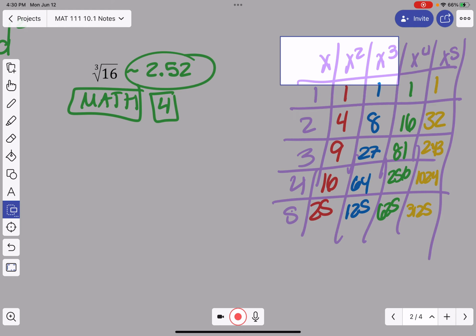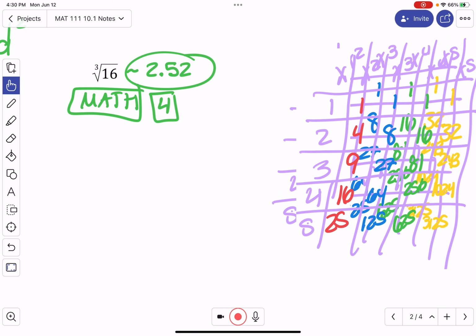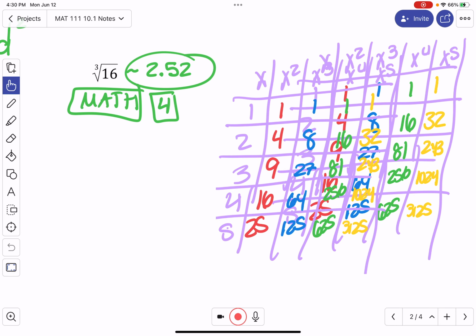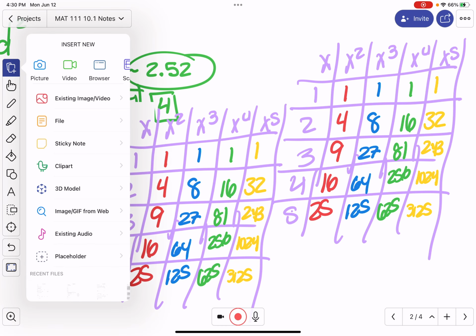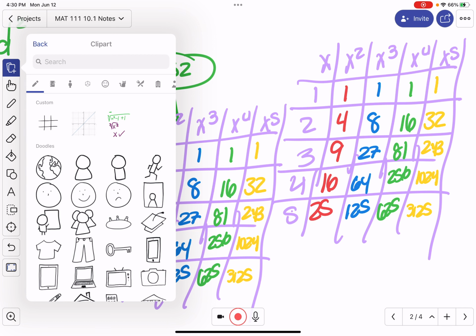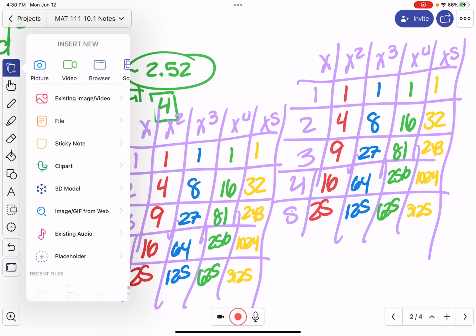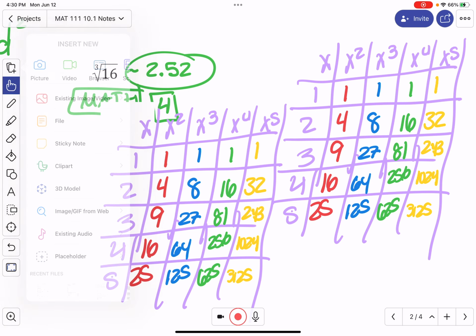All right, I think if I do this, I don't know what I just did. Clip art. At one point there was a way to save that. I can't remember how right now.